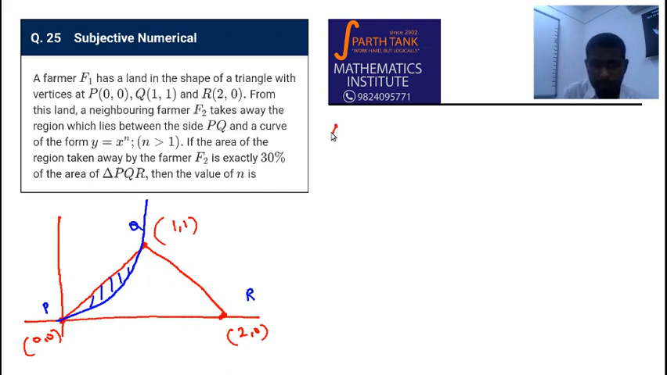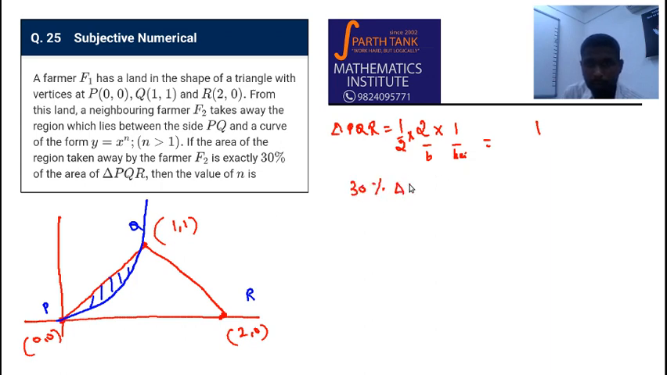Now the triangle PQR, the area is quite simple because the base is 2 units, height is 1 unit, right? This is the base, this is the height. So the answer is 1. So the area of triangle PQR is 1 and 30% of triangle PQR is 30% of 1, which is 3 by 10. Yeah, 3 by 10 is what I meant to say. Okay, so farmer 2 takes up this area.